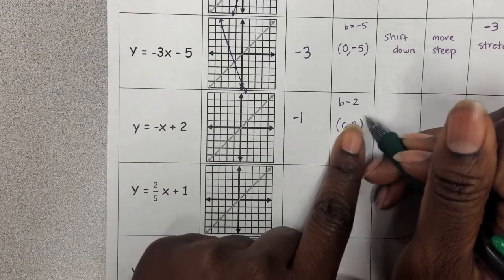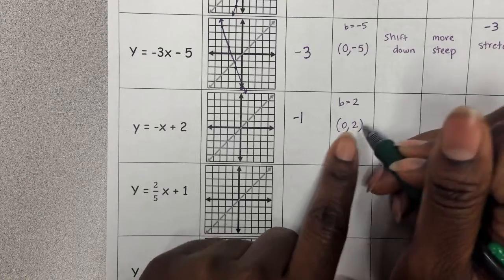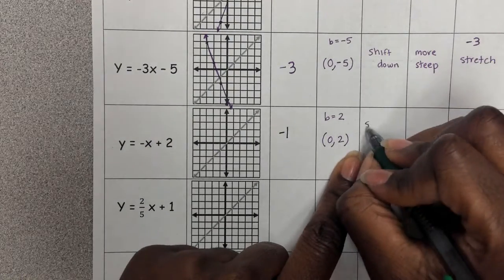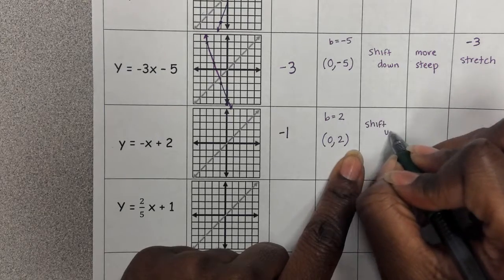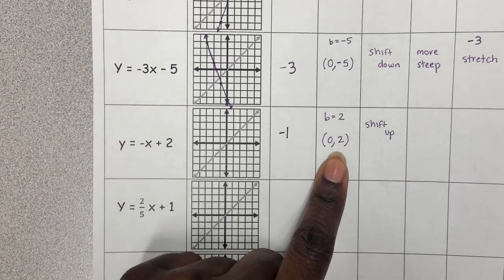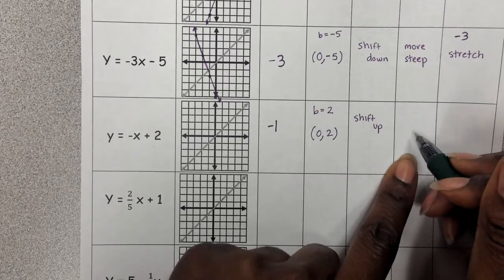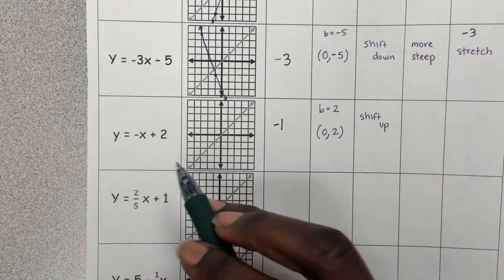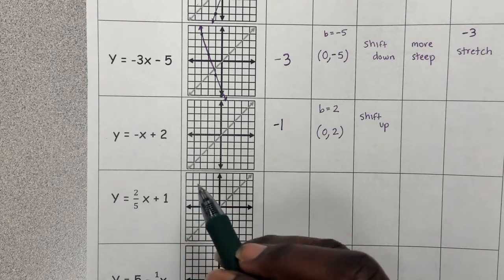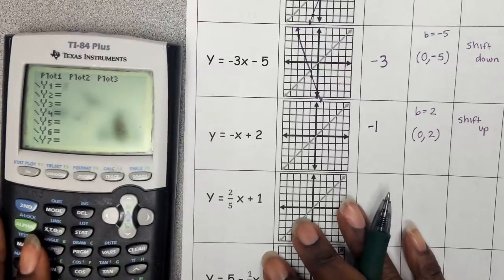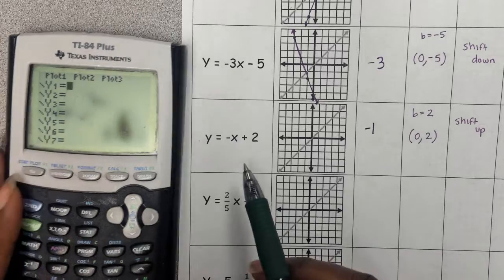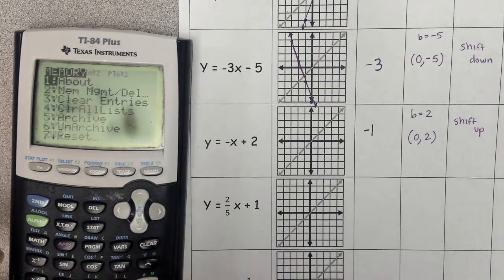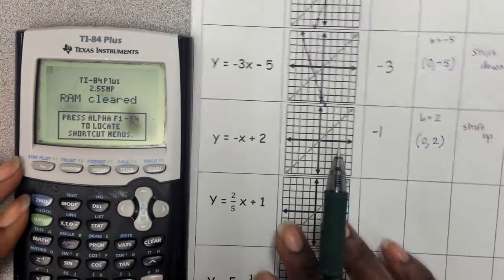And that can help us know whether it's shift up or shift down. Remember, the shift down was if the b was negative. So this one is a shift up because the b is positive. Now we want to tell if it's more steep or less steep. Well, let's go ahead and now graph it so we can see if we can determine the steepness. Okay. Now, some people are not that good at graphing, which you will be as soon as you see this. So let me just clear my calculator first.